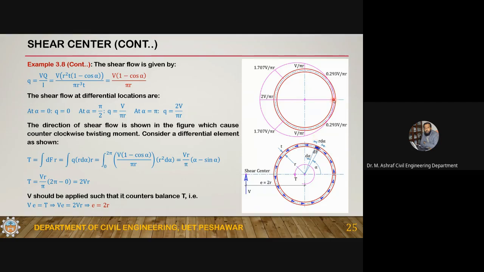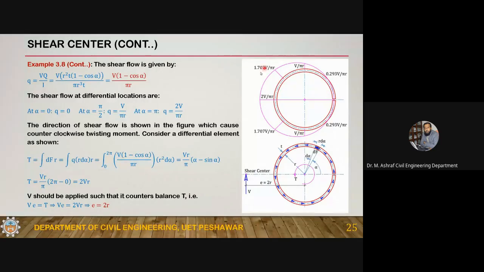So at this point, there is no shear flow. At alpha equal to pi by 2, Q is equal to V by pi r. This is the shear flow. At alpha equal to pi, this is 2V divided by pi r. At alpha equal to 3 pi by 2, this is once again V by pi r, and at alpha equal to 2 pi, this is once again 0.